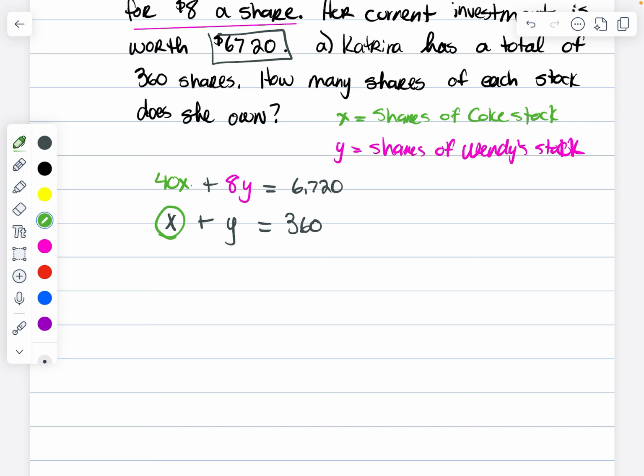So we have to remember our transformation rules, which says that we can multiply an equation by a non-zero number. So let's say we multiply this second equation by negative 40. When we multiply this second equation by negative 40, our result ends up being negative 40x minus 40y equals, let me see if I have that anywhere.